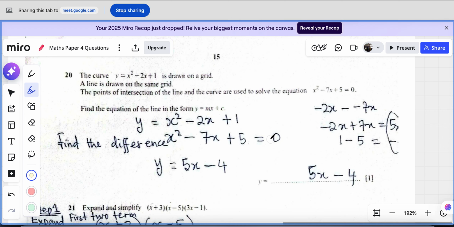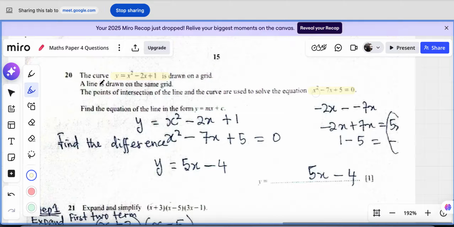Okay, so we're going to see the difference between the original one and the eventual equation. Here we have minus 2x, here we have minus 7x. So what's the difference? If we subtract them, minus 2x minus 7x, you get 5x. The difference between them, you say this one minus this one. I get 5x.